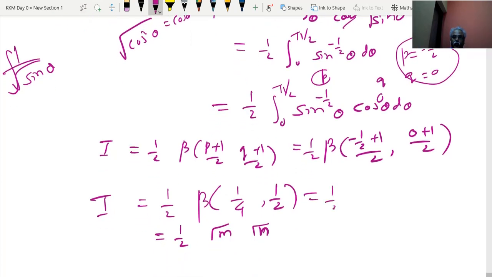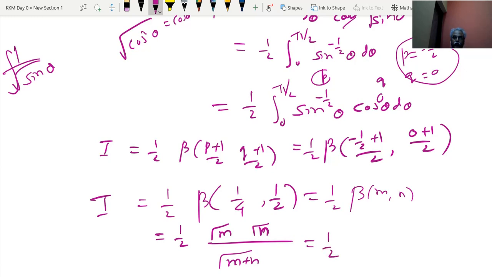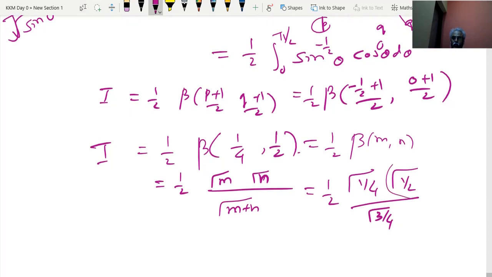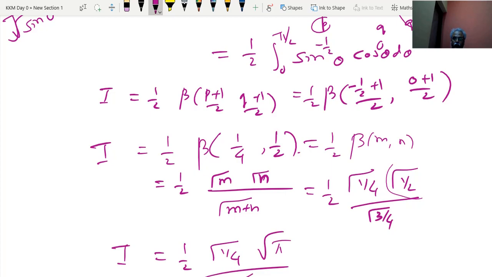So it is half of beta mn, and beta mn is gamma m gamma n by gamma m plus n. Which is half of gamma of 1 by 4 gamma of half divided by gamma of 3 by 4, since this plus this is 3 by 4. Finally, the answer can be written in terms of 1 by 4 and 3 by 4. Only thing is gamma half is root pi and can be replaced. So the given integration is half of gamma 1 by 4 root pi by gamma 3 by 4. Some more interesting examples can be taken.